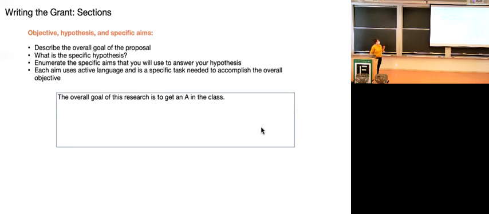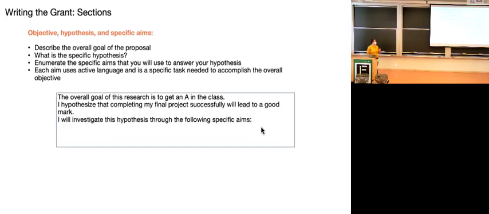The overall goal of this research is to get an A in this class. This is an example I use in my grad classes, so this is why it's written like that. How are you going to do that? I hypothesize that completing my final project successfully will lead to a good mark because it's worth 50%, so probably I'll do well. I'm going to investigate this hypothesis. Obviously, this is ridiculous. You would never do this in real life, but through the following specific aims.